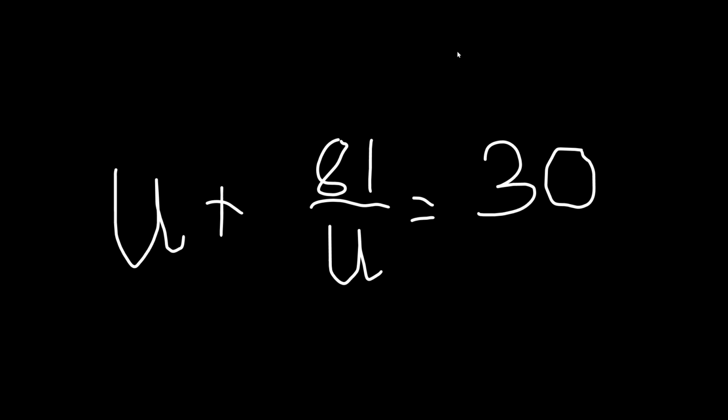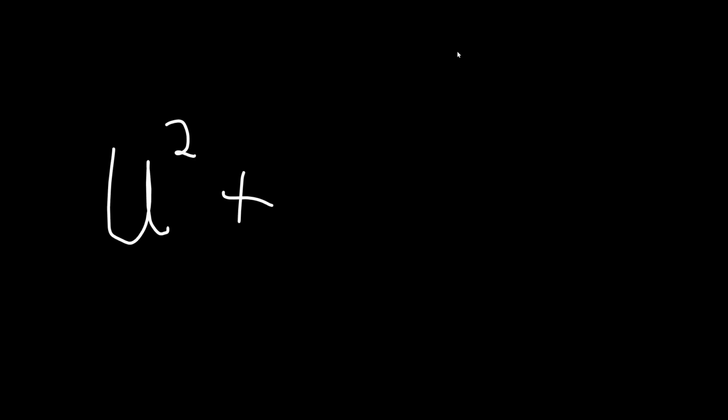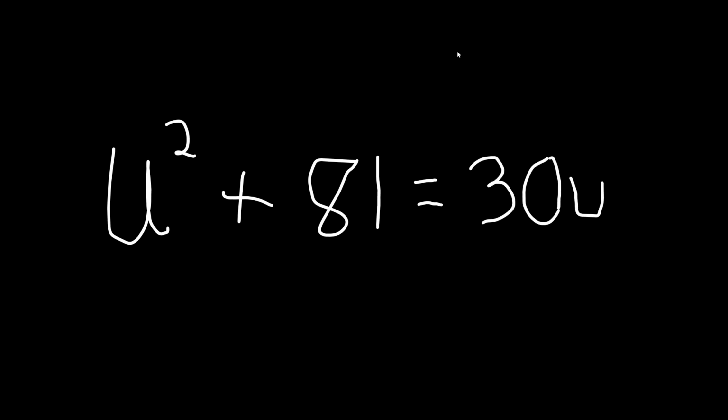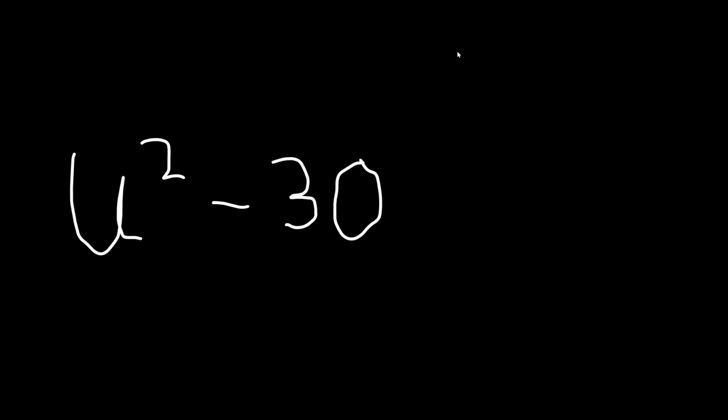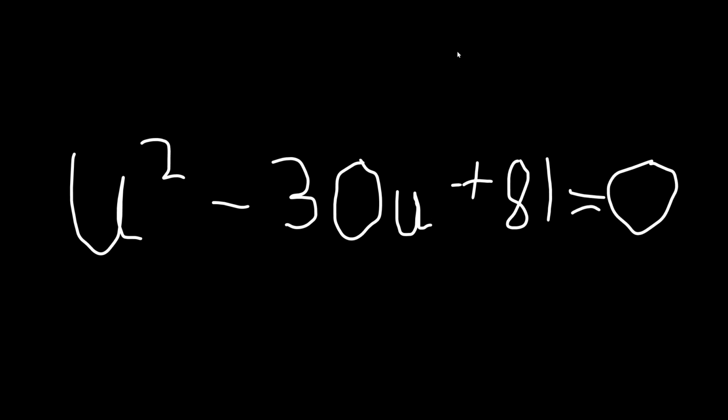So take a look. Now multiply everything by u. That's going to give you u squared plus 81, and this is equal to 30u. Remember that under the 81 we have a u, but it clears when you multiply by u. So the equation looks like this, and now it's getting to be a quadratic. So we will have u squared minus 30u, moving to the left side, plus the 81 is equal to 0.